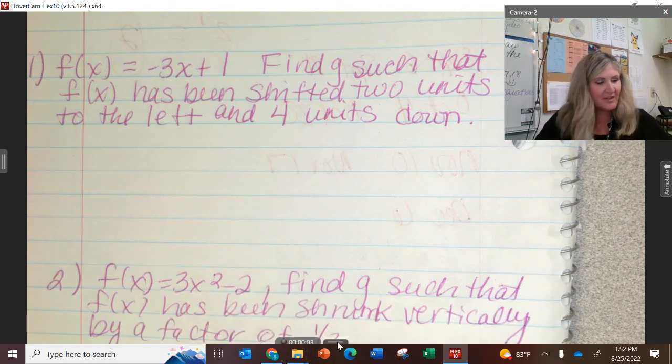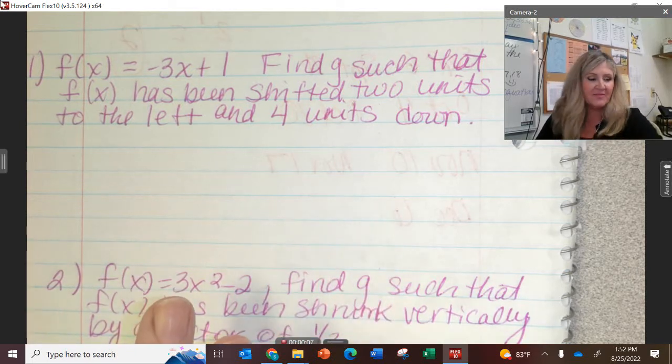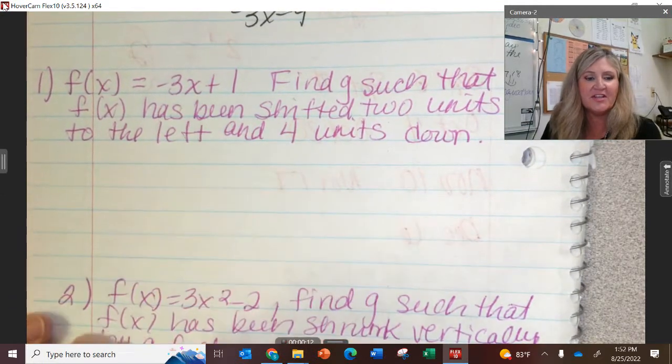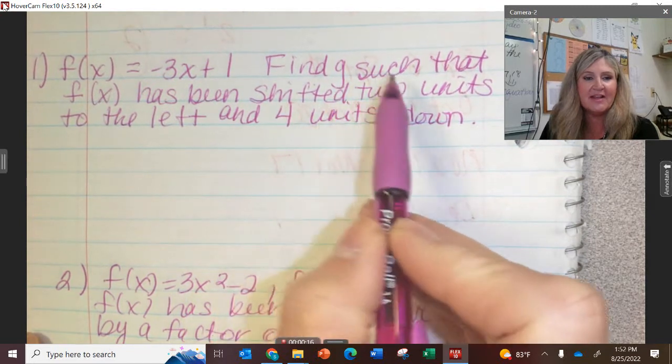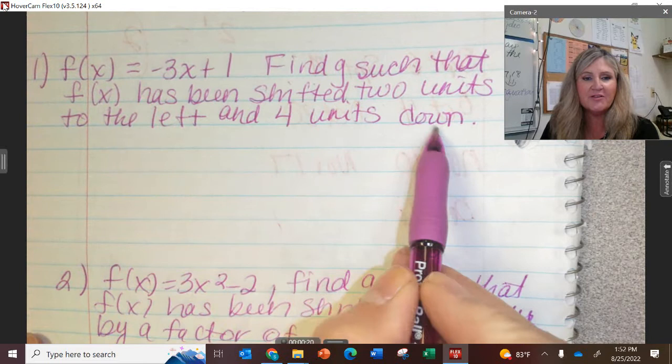Okay, guys, so first we're going to start by going over the warm-up. So let's take a look at these problems here. On the first problem, this is the one we started with, this linear function of negative 3x plus 1. We wanted to find g, that's the name we have to give it, such that f of x has been shifted 2 units to the left, 4 units down.